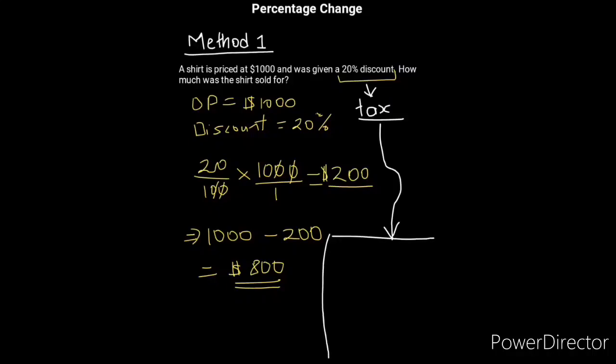Our $200 that we've established earlier, which was our discount amount, that would have been added instead of subtracted from our 1,000 because we're being taxed. That is an additional price. So 1,000 plus 200 would have given us our new selling price as $1,200. And that is how we calculate our value if we were taxed.